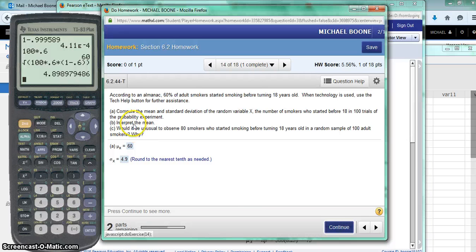And then they ask us to interpret the mean. Would it be unusual to observe 80 smokers? Again, thinking about the empirical rule from chapter 3. Was that chapter 4? I think it was chapter 3. 2 standard deviations above is 70. So we're 4 standard deviations above to get to 80. That seems pretty unlikely. But again, I'll let y'all do some research on that. In your readings, you should find some information to determine if it's unusual or not.